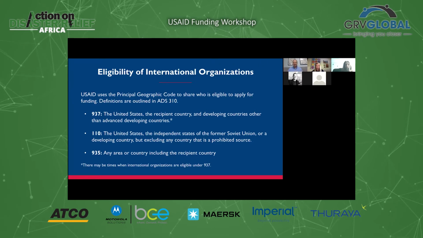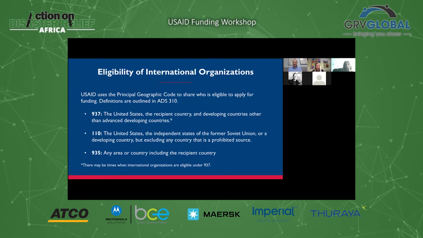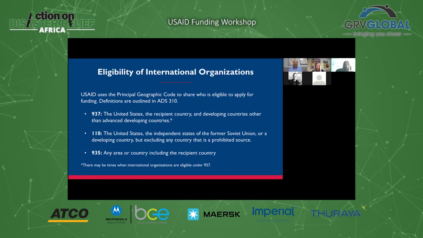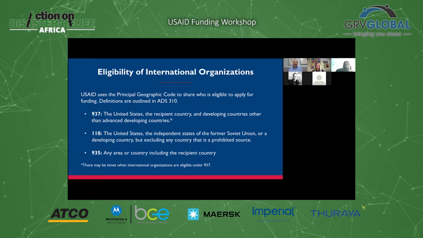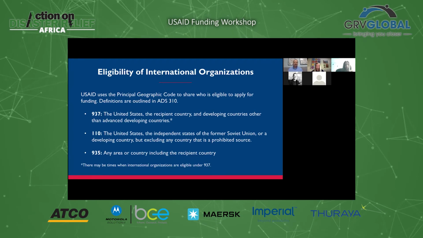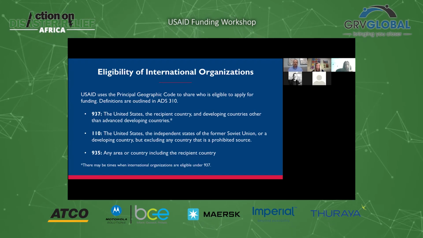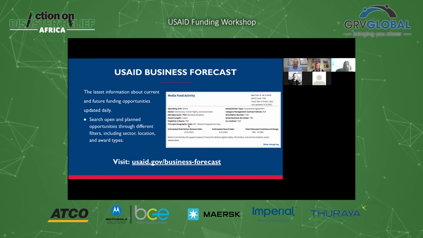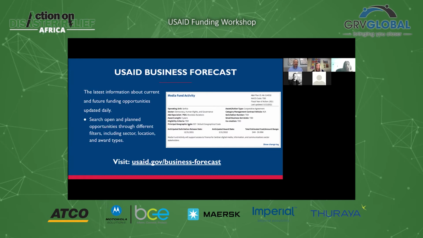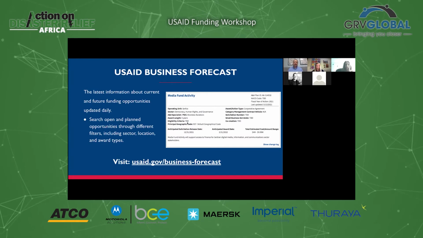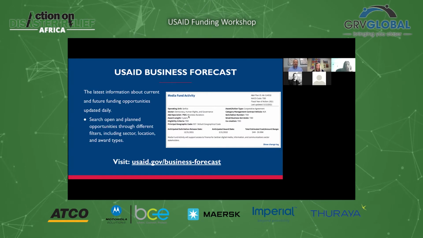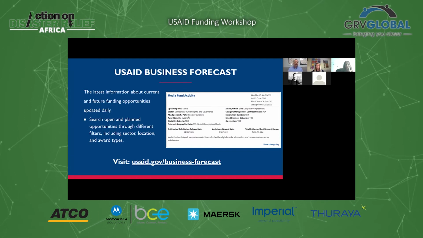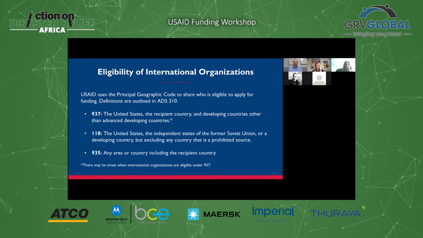But one of the things I do want to note: if your organization is based in Spain, but you have a field office based in Kenya, you may be eligible to compete for the funding if something is advertised as Principal Geographic Code 937. I would encourage you to reach out to the point of contact listed on the business forecast. If you see something you're interested in and your organization has experience working in, reach out to the point of contact to see if that's something you could compete for as an organization.